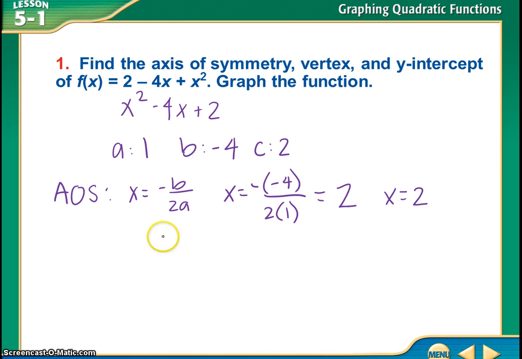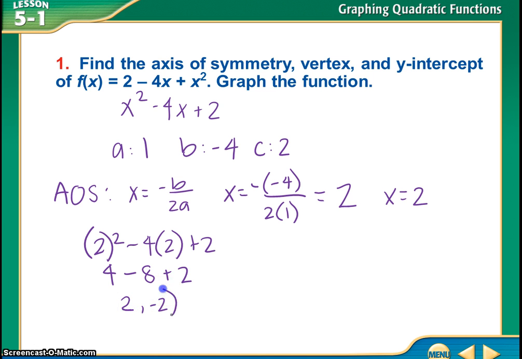Then we want to find the vertex. We know that the x value of our vertex is going to be 2. To find the y value, we plug it in. So we have 2 squared minus 4 times 2 plus 2. 2 squared is 4. Negative 4 times 2 is negative 8. We bring down our plus 2. 4 minus 8 is negative 4, plus 2 is negative 2. So our vertex is (2, negative 2).